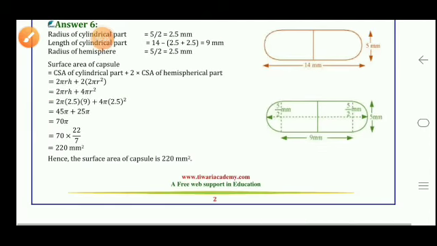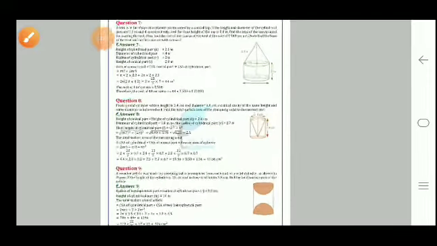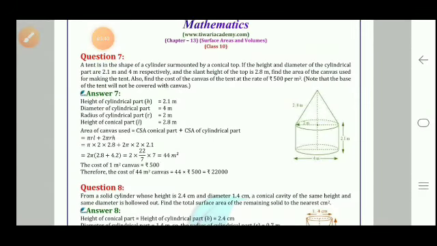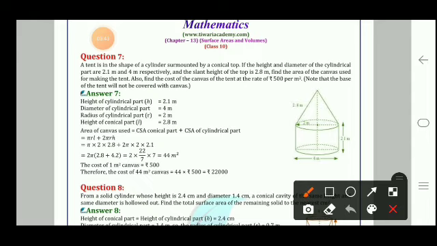Then moving towards the next question, question number 7. In question number 7, just look at what is given to us. It is given a tent in the shape of a cylinder surmounted by a conical top. So this is the conical top and this is the cylinder. The height and the diameter of the cylinder are given: the height is 2.1 and the diameter is 4, and the slant height of the top is 2.8 meter. Find the area of the canvas used.